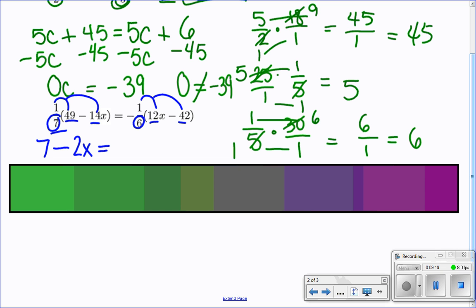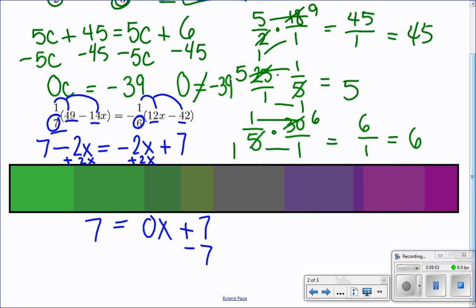Okay, multiplying by a negative 1/6 is like dividing by negative 6. So 12 divided by negative 6 is negative 2x, and negative 42 divided by a negative 6 is positive 7. Okay, so we will add 2x to the other side, and something strange happens again. We have 0x, right? A negative 2x plus 2x gives us 0x. Plus 7 is equal to 7.